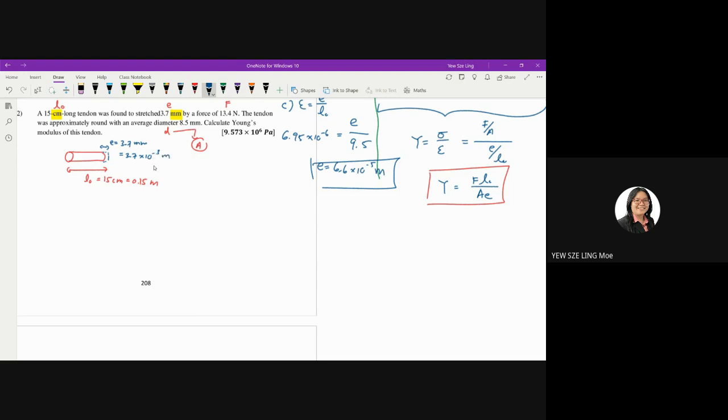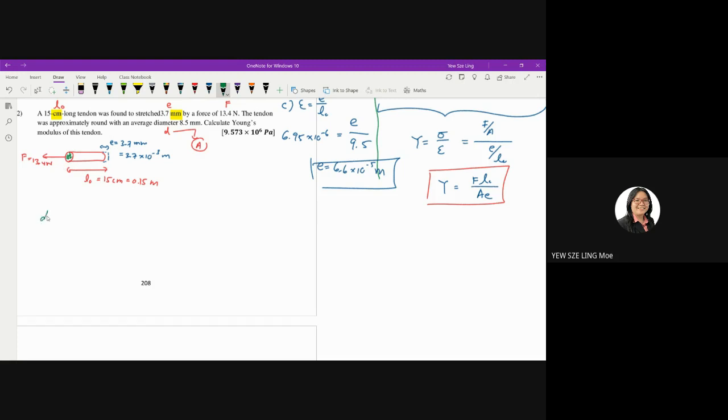So I would suggest you all to change everything into SI unit first, okay, before you solve the questions. So you jot down all of the information, you convert it into SI unit before you apply the equations. So elongation, e, is equal to 3.7 times 10 to the power of negative 3 meter. And then given force, okay, so this is the force, which equals 13.4 Newton. So your first job is to calculate the cross-sectional area.